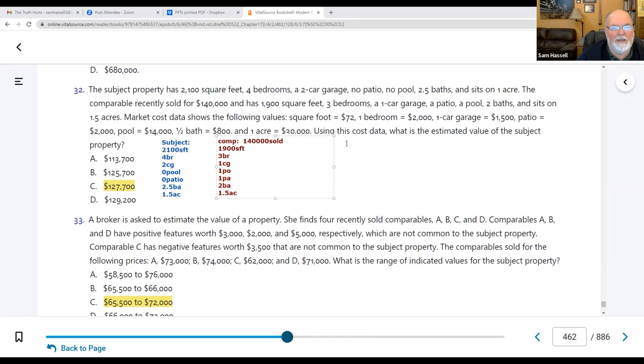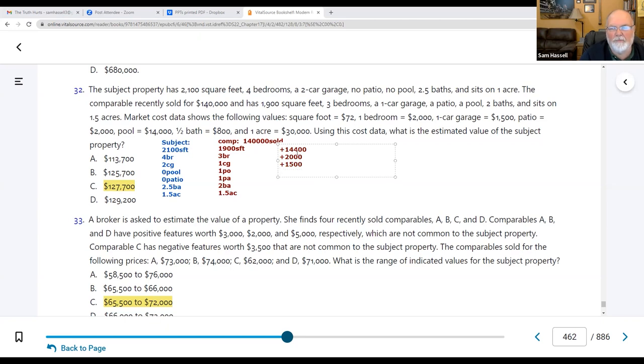Okay. Well, now we have some values. So my comp is 200 square feet less than my subject property. So what do I have to do here? I have to bump that up a little bit, right? So adjustments to my comp. I am going to say that we have $72 a square foot. So 72 times 200 is going to be what? We're going to add 14,400, right? We also have to add a bedroom. And the bedroom is plus 2,000, right? We have 4, they have 3. We have a 2-car garage, they have a 1-car garage. We have to add 1 garage. So that's going to be plus 1,500.